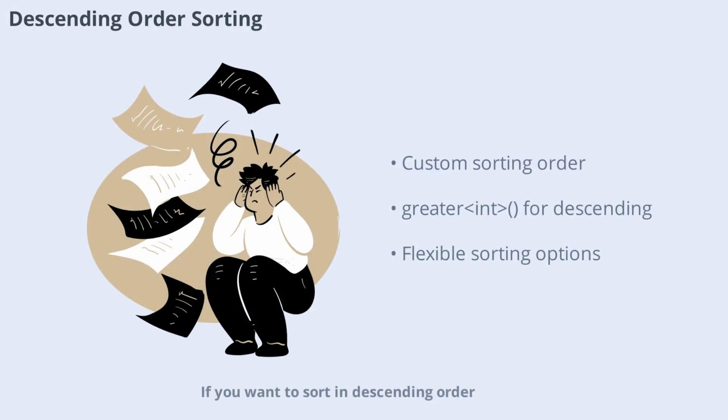If you want to sort in descending order, the STL sort function allows you to pass a third parameter. By using greater<int>, you can arrange the elements from largest to smallest.